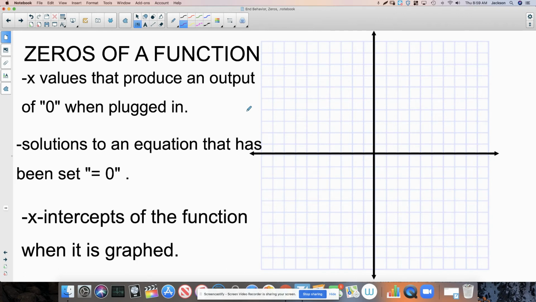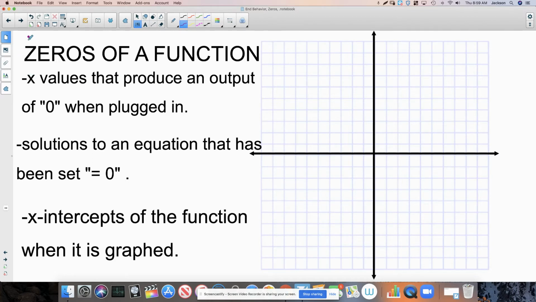Let's talk about one of the major themes of this unit on polynomial functions, and that is what we call the zeros of the function. The term zero is a very useful term. It has lots of definitions. It has lots of connotations. There's other words that are used to describe zeros.